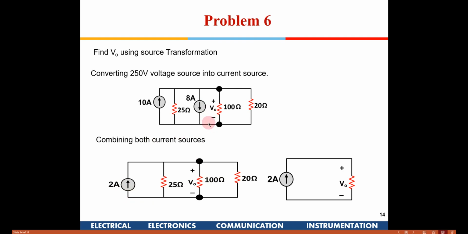So what are the resistances now available? 25, 100 and 20, right? You need to find the effective parallel resistance, which will come out to be 10 ohms. So 2 amps into 10 ohms will give you the output voltage. Is this problem clear to all of you?